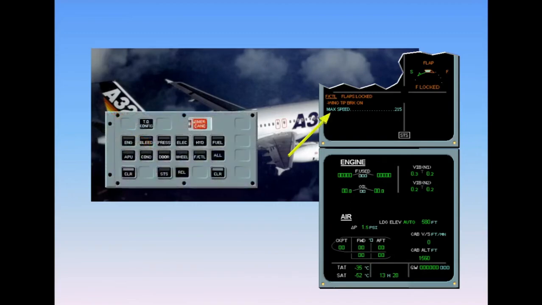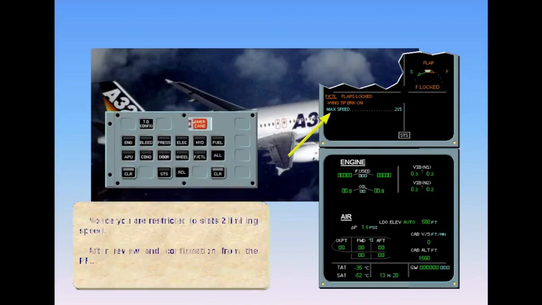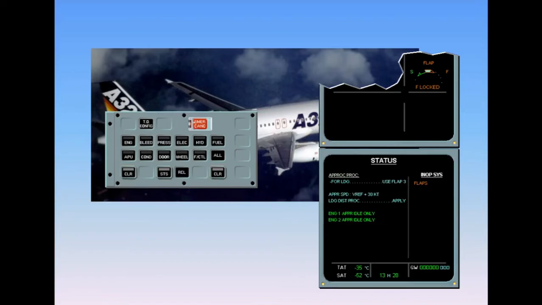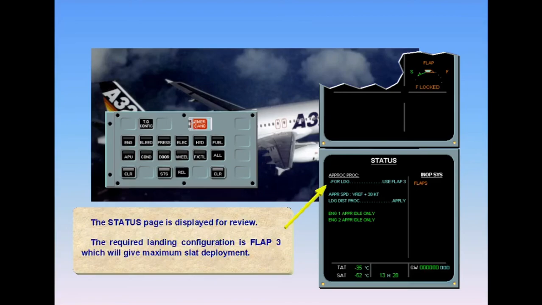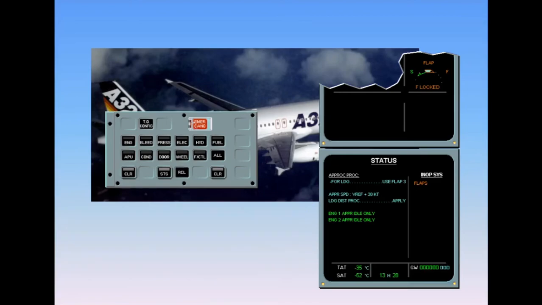After review and confirmation from the pilot flying, clear flight control. The status page is displayed for review. The required landing configuration is flaps 3, which will give maximum slat deployment. Information in green indicates that we will have the approach idle on both engines. In the inop column, the flaps are listed as inoperative.